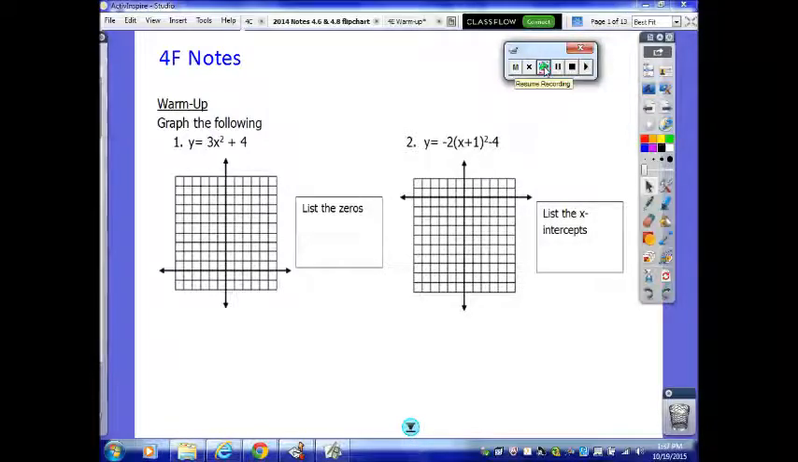Alright, this is 4F notes. Let's start off by first graphing each of the following. So let's graph y equals 3x squared plus 4. This means this is moved up 4, so it has a vertex of (0, 4).